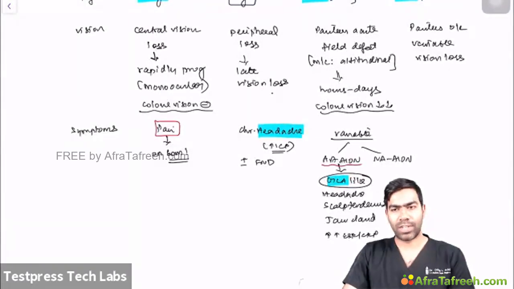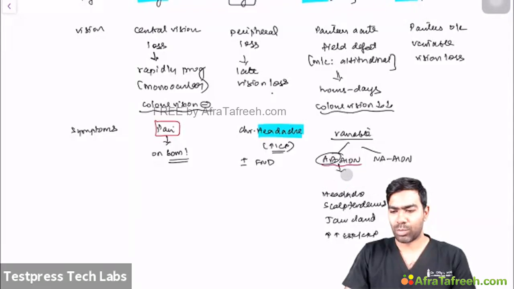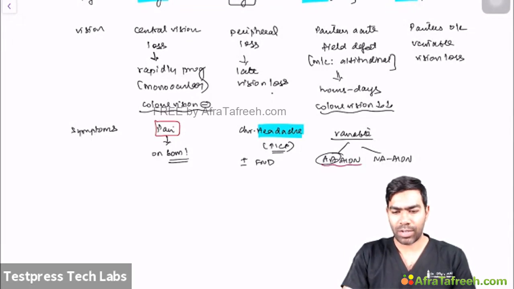So these are some of the features of giant cell arthritis, and this will be there in arthritic type of AON. In non-arthritic, nothing will be there. They will not have headache, they will not have scalp tenderness, they will not have jaw claudication. ESR, CRP will be normal, because that is due to atherosclerosis. So I can remove this off. So there are two types of AON: one is arthritic type of AON and the other is non-arthritic type of AON.